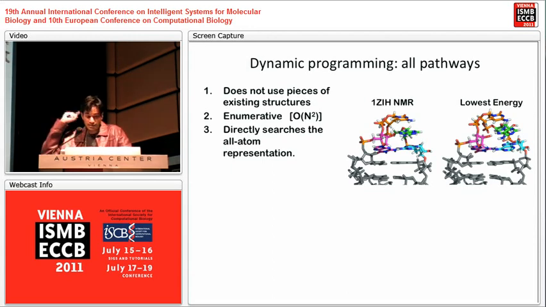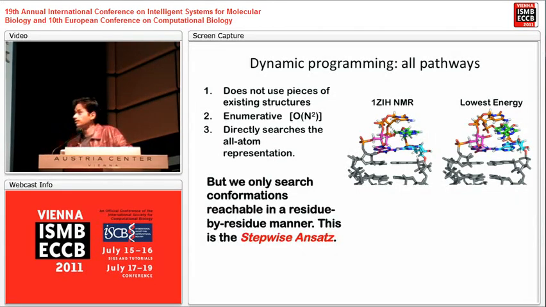Those are the advantages, but there is still one disadvantage. Okay? We've had to make an assumption that the experimental conformation can be reachable in the stepwise residue-by-residue manner, and that is not guaranteed. It is a guess. It's a working hypothesis, or in physics speak, it would be called an ansatz. And the only way to check if the stepwise ansatz works is to try it on a bunch of problems, and that's what we're doing.